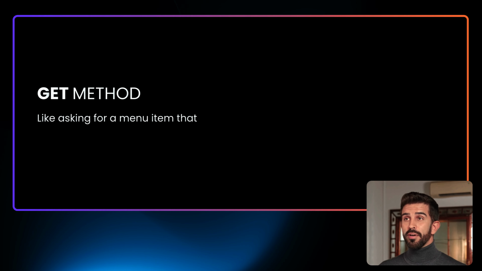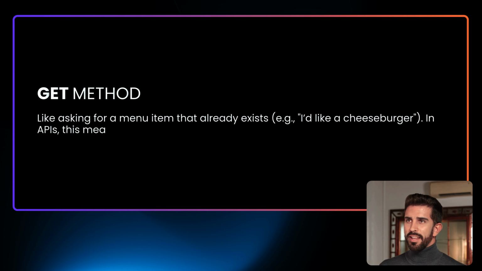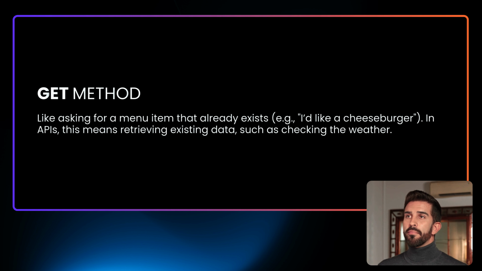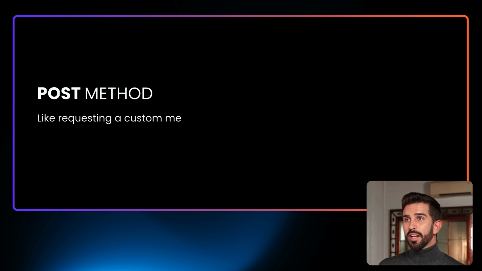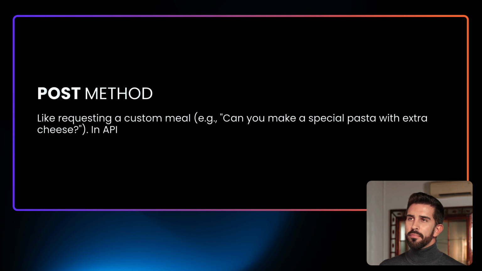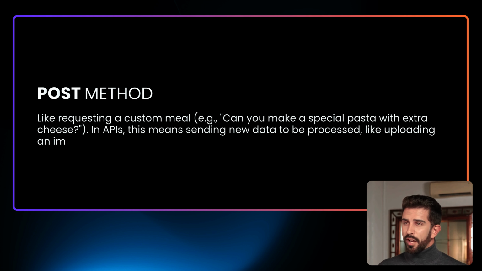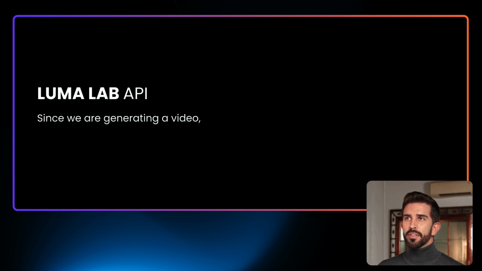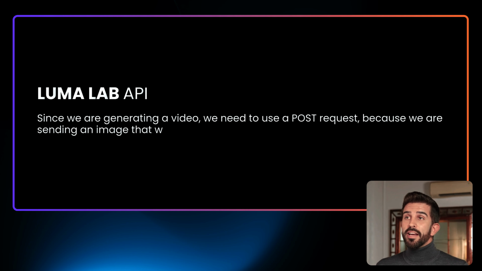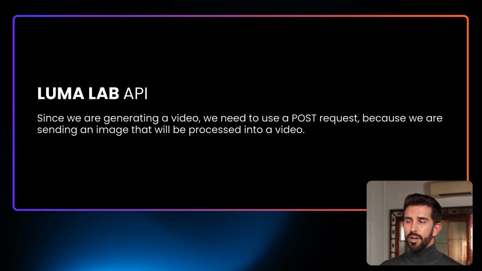GET, like asking for a menu item that already exists. Example, I'd like a cheeseburger. In APIs, this means retrieving existing data, such as checking the weather. POST, like requesting a custom meal. Example, can you make a special pasta with extra cheese? In APIs, this means sending new data to be processed, like uploading an image to generate a video. In Luma Labs API, since we are generating a video, we need to use a POST request because we are sending an image that will be processed into a video.